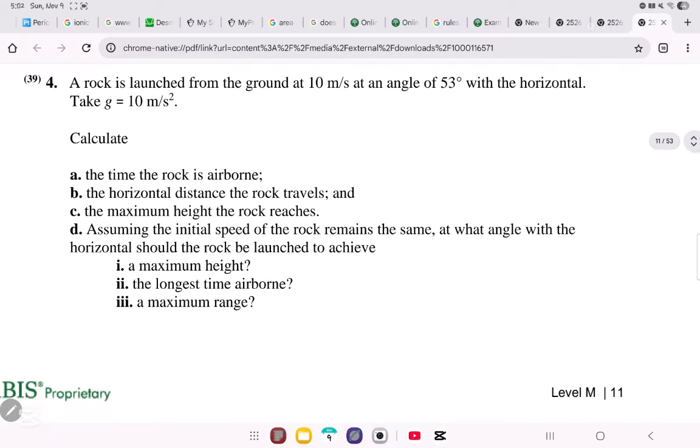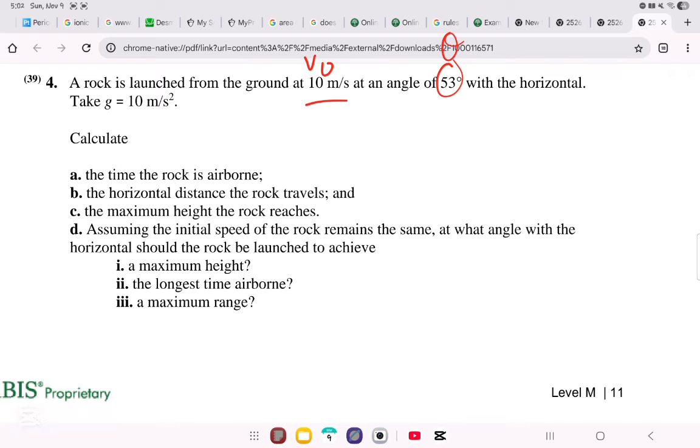Now, a rock is launched from the ground at 10 meters per second at an angle of 53 degrees with the horizontal. Okay, V initial, theta. Take g equal to 10 meters per second squared. Calculate the time the rock is airborne, the horizontal distance the rock travels, and the maximum height the rock reaches.